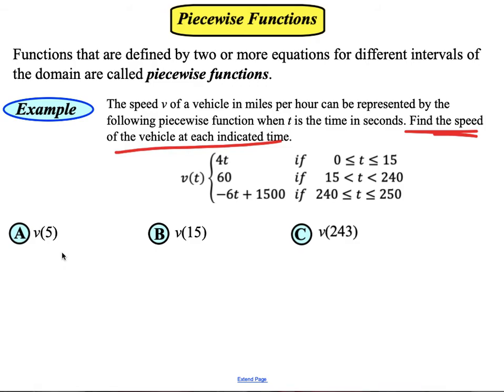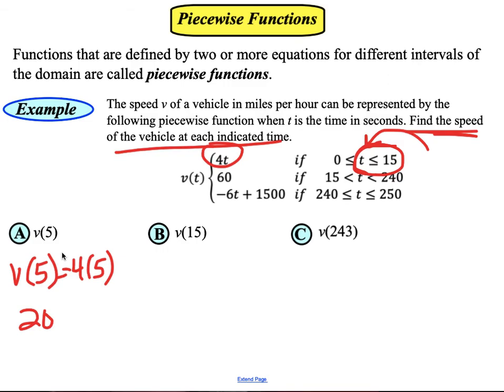So we want v of 5. So 5 falls in this interval as an input. So we're going to use this function. So v of 5 is equal to 4 times 5, which is 20. Okay, v of 15, that's going to fall in right here as well. So again, v of 15 is equal to 4 times 15, which is 60.